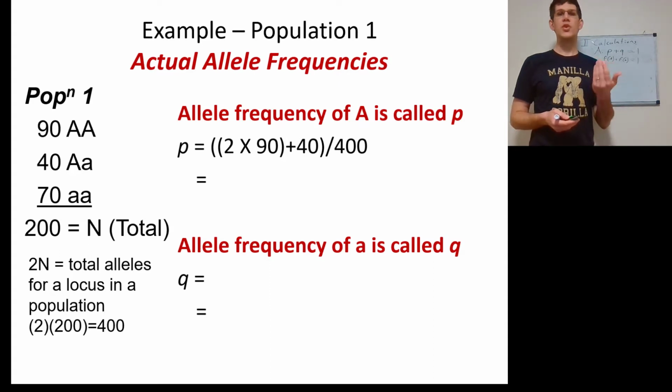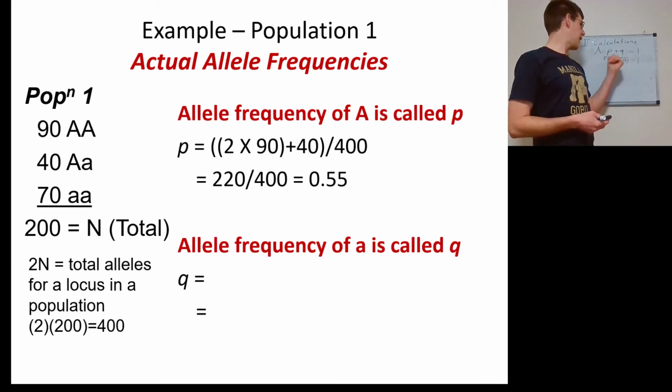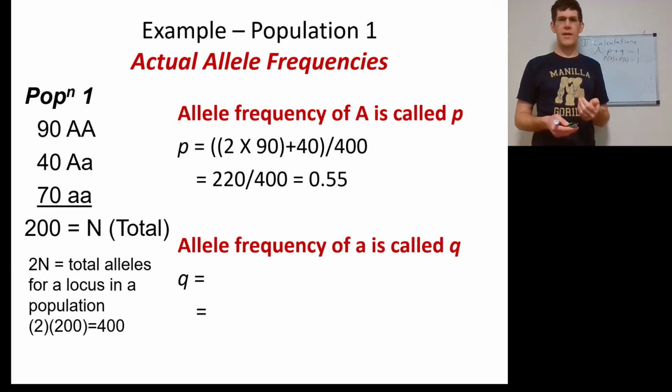Why 400? 2n. The total number of alleles in the population is 2 times the total number of individuals, because each individual has 2 of these alleles. So 2 times 90 plus 40 over 400 is going to equal 220 over 400, equaling 0.55. So the frequency of your uppercase A, we call that frequency P, is going to be 0.55.